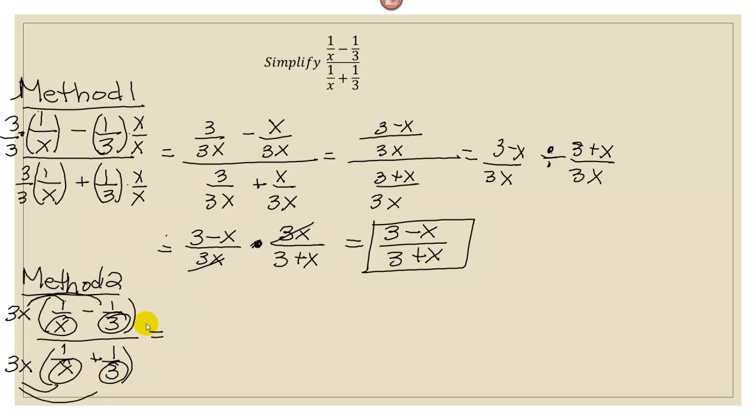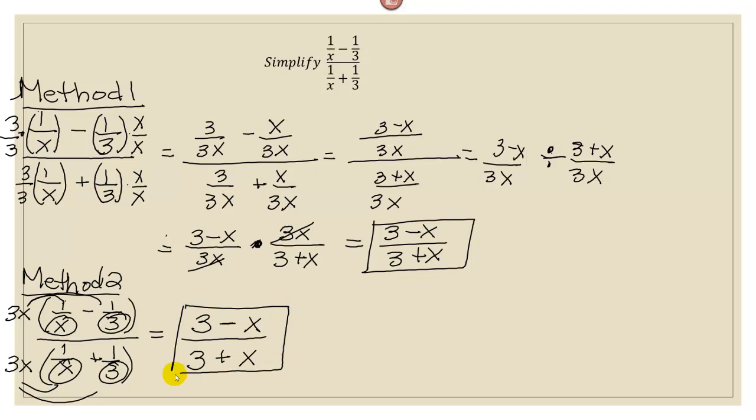So let's do that. 3x times 1 over x, the x's would cancel and you'd just be left with 3. 3x times 1/3, the 3's would cancel and you'd just be left with x. Doing the same thing in the denominator, 3x times 1 over x, the x's would cancel and you're just left with 3. And then 3x times 1/3, the 3's would cancel and you'd just be left with a plus x.